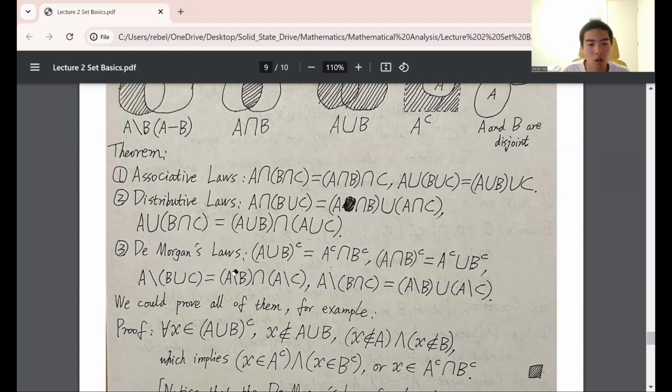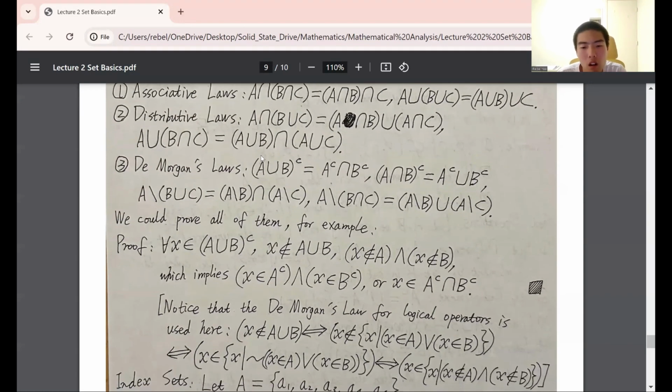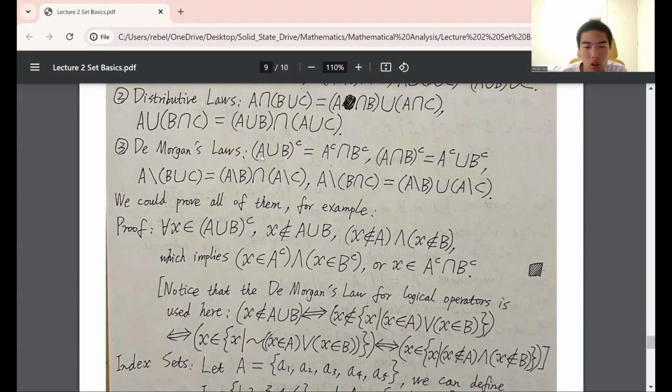And we can also prove, I can leave as an exercise for you to consider how to prove all of them. Associative law is very easy. Distributive laws might be a little bit difficult, and the proof of De Morgan's laws may be even harder. But I will give one example of proving this one. So let's see what's the strategy that's commonly used.